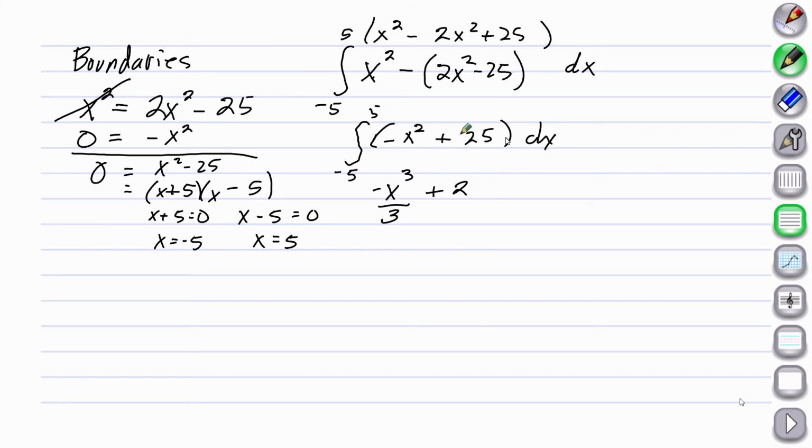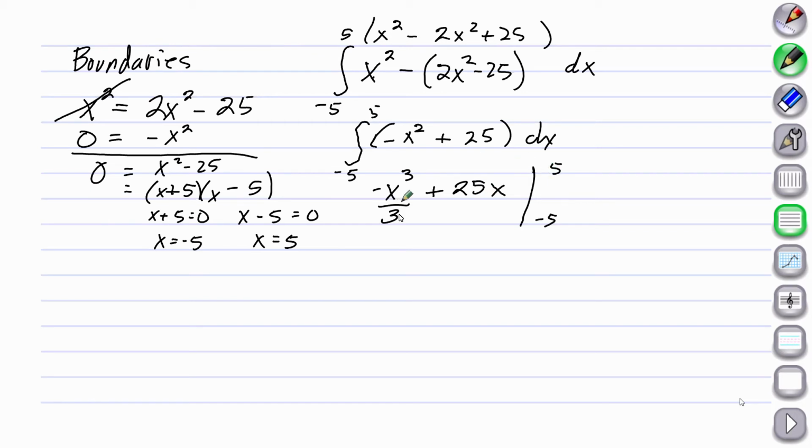25, they would have both come out 0. 25x, from 5 to negative 5. Yeah, don't forget to take the antiderivative. I mean, that's the whole idea. Yeah. Sorry about that. Big, stupid mistake.